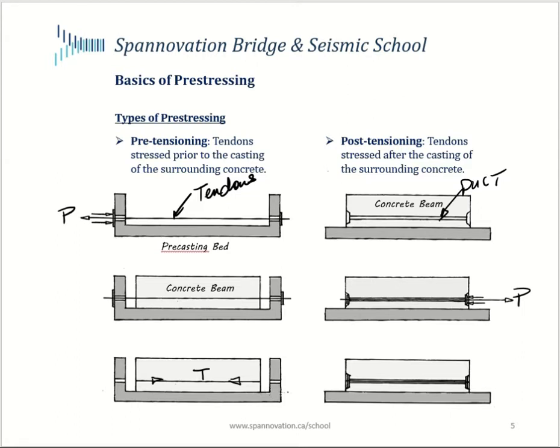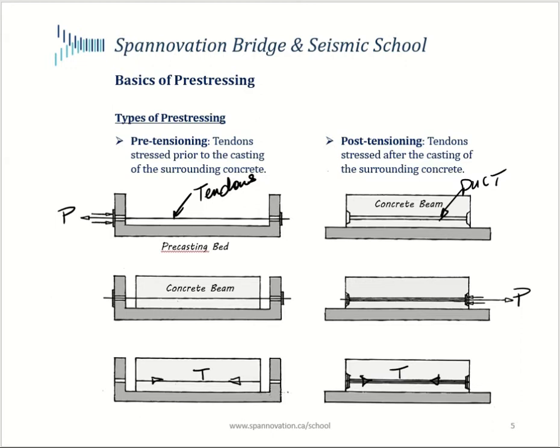So when that process is complete, it's actually quite similar to the pre-tensioning process. You've got the tendon carrying a certain force T and an equal and opposing compressive force C, producing compression within your concrete beam. So these are the two common processes of pre-stressing.